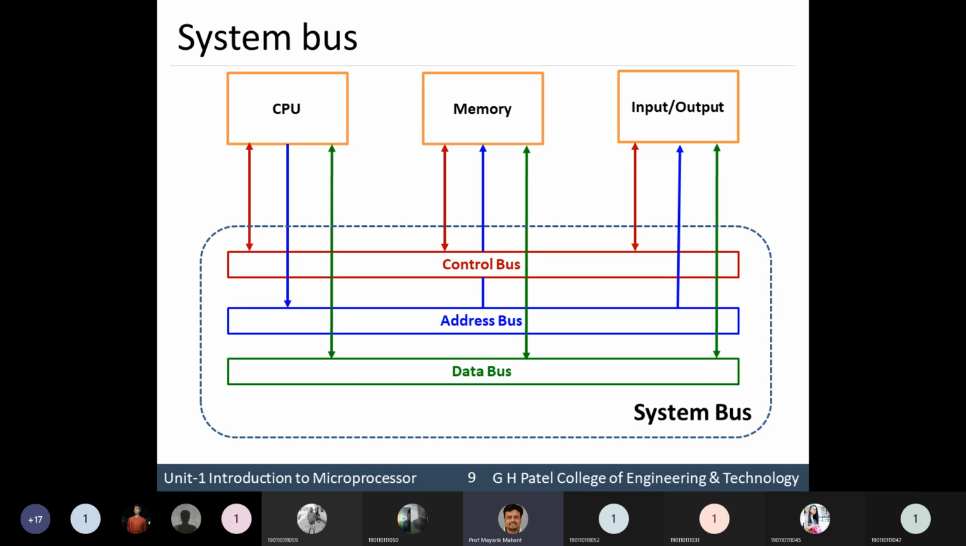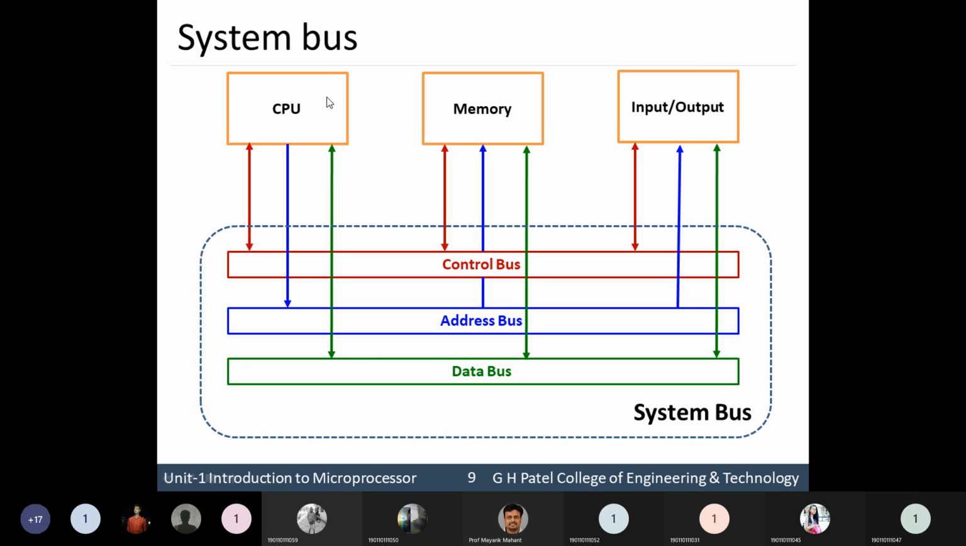Now there is a data line. Let's say I want to read data from this memory. I know that its location is 1010. I will put 1010 on this address line. It will go in, and the memory will find that 1010 is my location. Whatever data is present at that location will be put on the data line, and the data will go into the CPU.